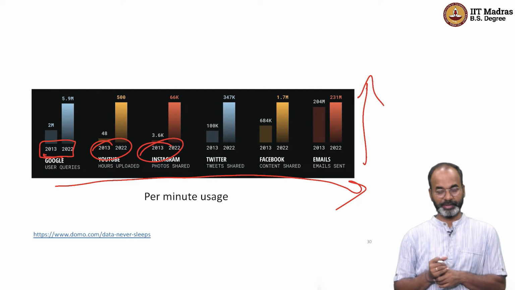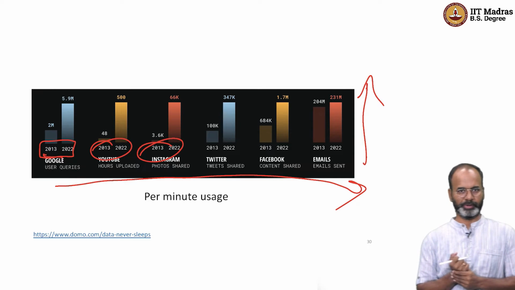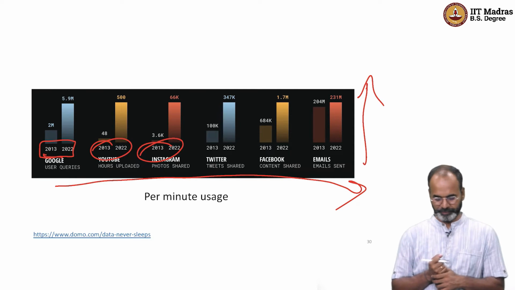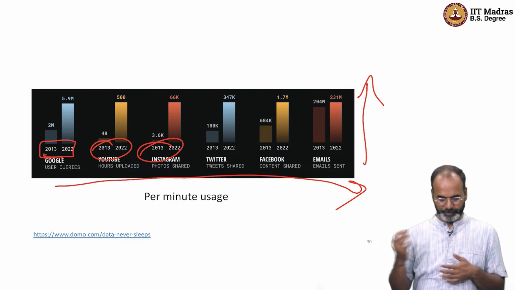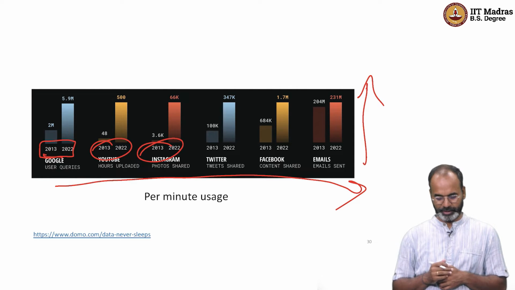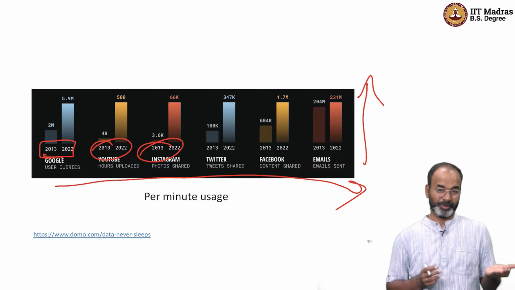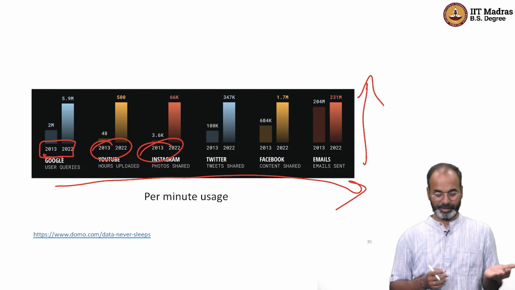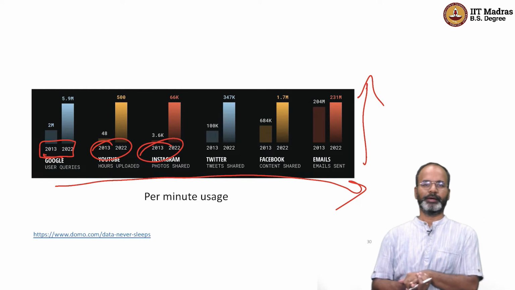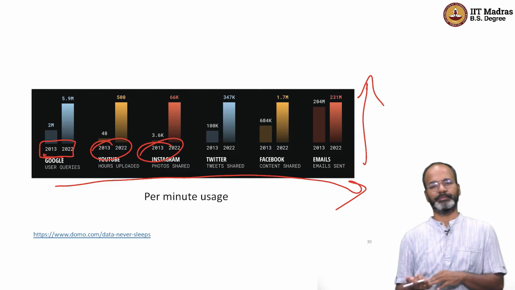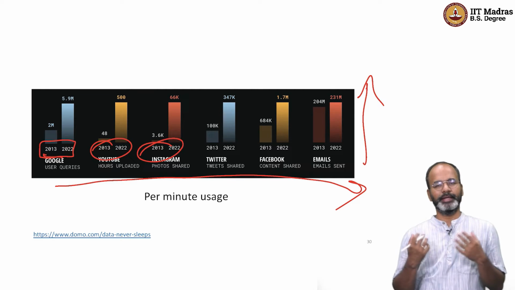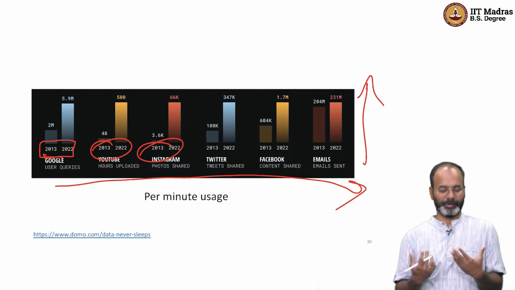Google user queries was about 2 million in 2013. Today, it is about 5.9 million. YouTube, again, 48 versus 500 hours of uploaded videos. Insta photos, 3.6K, right, in 2013. Today, it is about 66,000 posts, right?